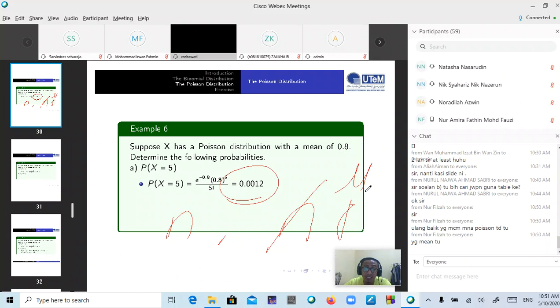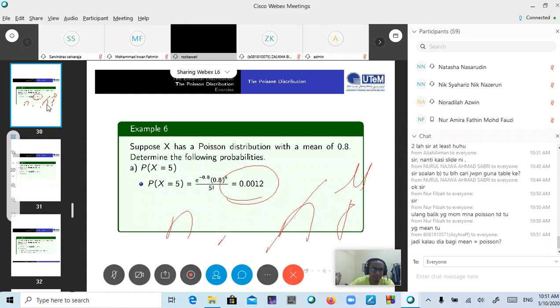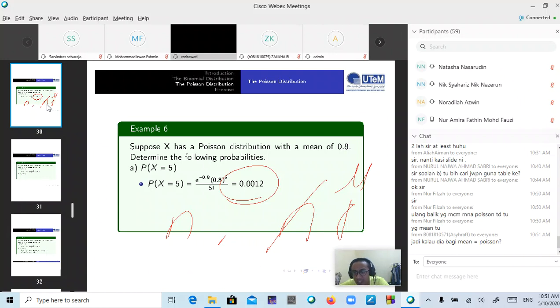And then binomial dia mesti kena ada dua probabilities, dua outcome. Sama ada pass, fail. Success or failure. Itu binomial. Tapi Poisson tak semestinya. Okay, kalau ada mean, ada average tu adalah Poisson lah tu. Itu beza dia. Kalau dia bagi mean ataupun average, biasanya kita akan guna Poisson lah. Binomial dia tak akan bagi mean.